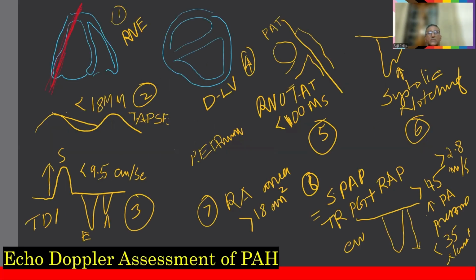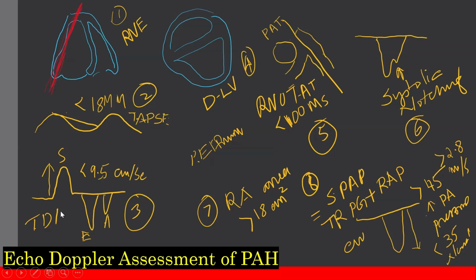So, echo Doppler assessment of PH. If you are missing aortopulmonary window, pulmonary artery hypertension can occur, so that you can quickly assess. In the tissue Doppler, you always see the E and A wave, and this is the S wave. The peak S wave velocity, if it is less than 9.5 centimeters per second, is abnormal. RA area, if you take more than 18 centimeters squared, definitely right side pressure is high.